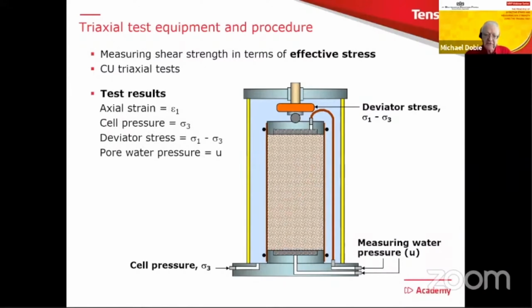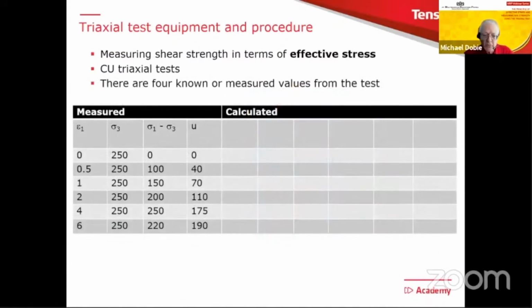So in a typical test, we're going to have these results: axial strain, cell pressure, the deviator stress, which is the stress on the end of the sample, the top, and the pore water pressure, which we measure. This is for the CU triaxial test. This is the main one I want to talk about. So we tabulate those results. You can see there, we've got 4 columns of results. The strain starting at 0 at the beginning of the test, and that's going up. And then the sigma 3, of course, stays constant because it's a total stress. We've got the deviator stress, sigma 1 minus sigma 3, and the pore pressure.